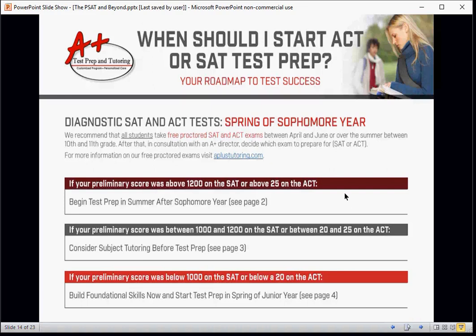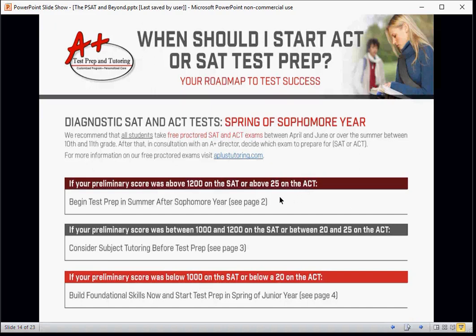So we use this as a way of looking at what the students should do, and I'm going to explain how we use this information to help our students. So generally, we recommend that all of our students take a pre-proctored SAT and an ACT either at the end of their sophomore year or in the summer between 10th and 11th grades. And if you've taken the PSAT, you have a pretty good indication of what your practice SAT score would be. We also recommend that you try the ACT because that could end up being a better fit for you.